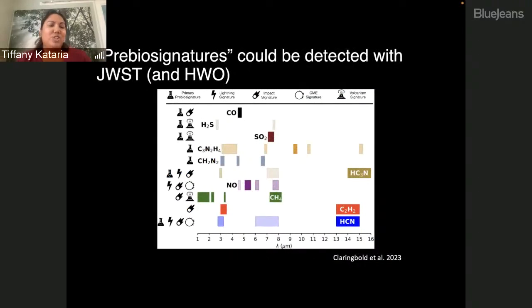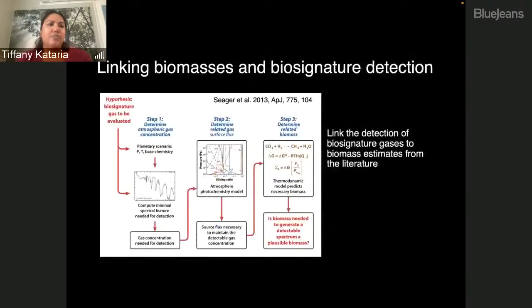I'll very briefly just call out this paper from Claring-Bold et al. 2023, highlighting that pre-biosignatures, that's the term they use, could be detected with JWST and, relatedly, with HWO. So these are a lot of species, many of which you're probably familiar with from some of the recent exoplanet detections with JWST, but they're also relevant for biology and for origin of life.